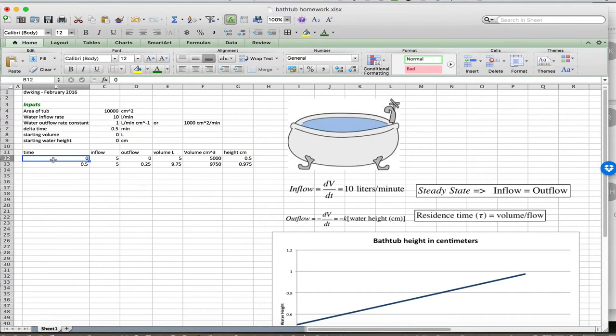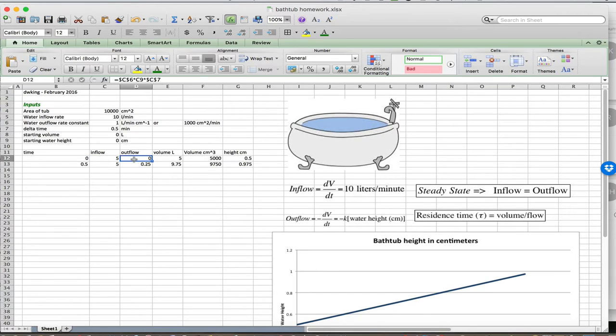Well, time zero is pretty obvious. I'm going to start with a zero. The inflow into the tub is going to be equal to the water inflow times delta T. Delta T is half a minute, so half a minute times 10 liters per minute is 5. Notice I have dollar signs in front of these cells. The dollar signs fix an absolute reference for C5 and C7, so that when I fill down, I don't change that address.